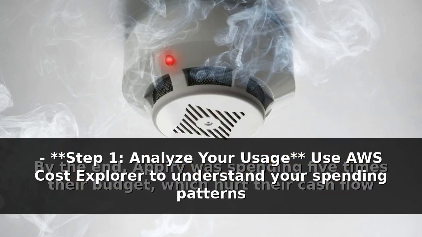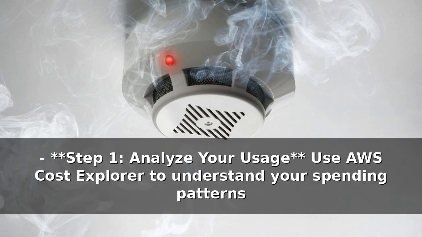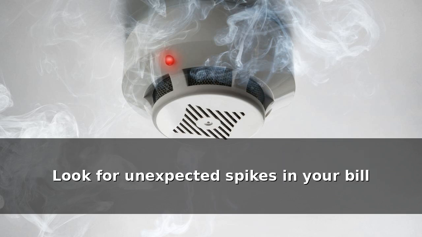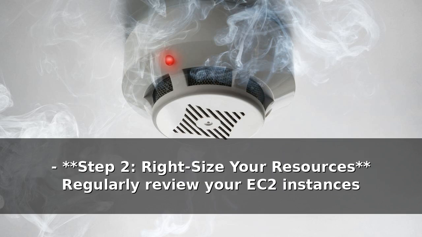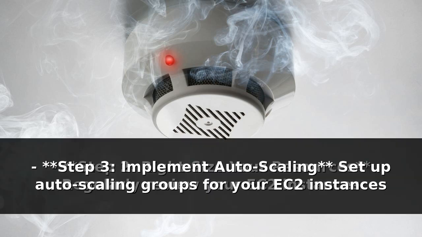Step 1. Analyze your usage. Use AWS Cost Explorer to understand your spending patterns. Look for unexpected spikes in your bill. Step 2. Right-size your resources. Regularly review your EC2 instances. If you have instances running at less than 20% utilization, consider downscaling or switching to spot instances.